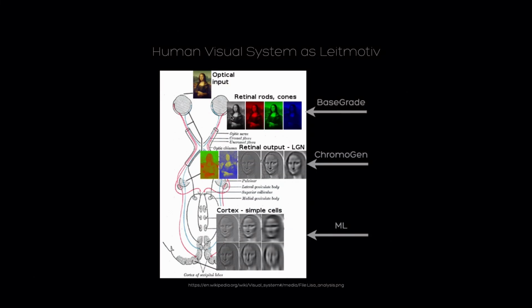But when the signal is processed in the visual system, it's decomposed into different feature spaces, in different representations, and we chose a so-called opponent representation for the ChromoGen plugin. So it's not working in RGB or in LMS, but in one of those newly developed opponent spaces.